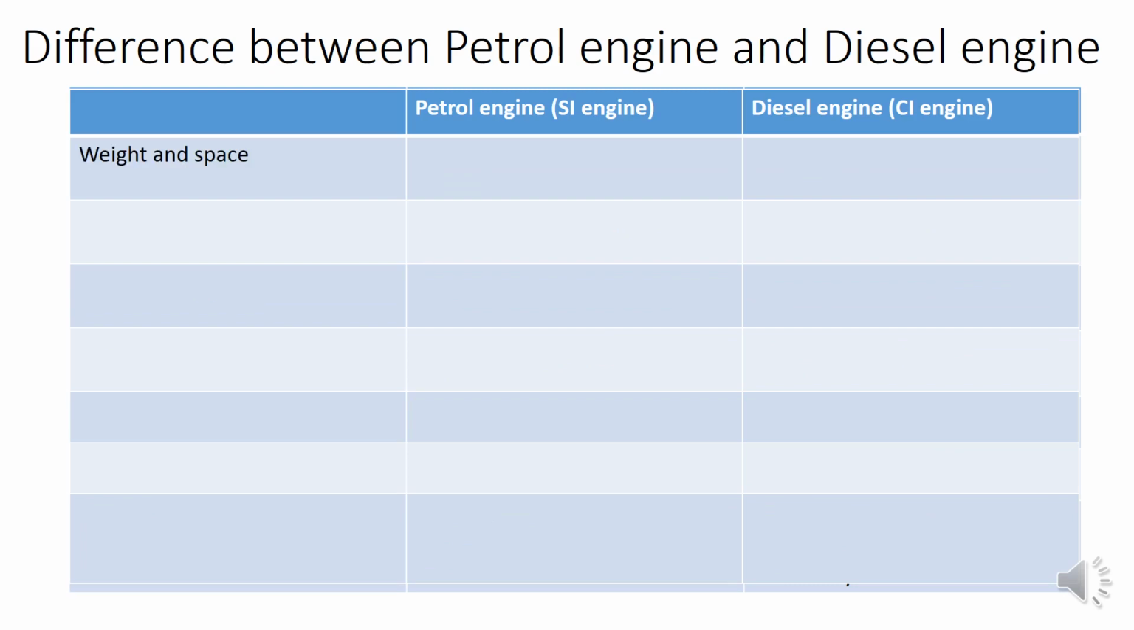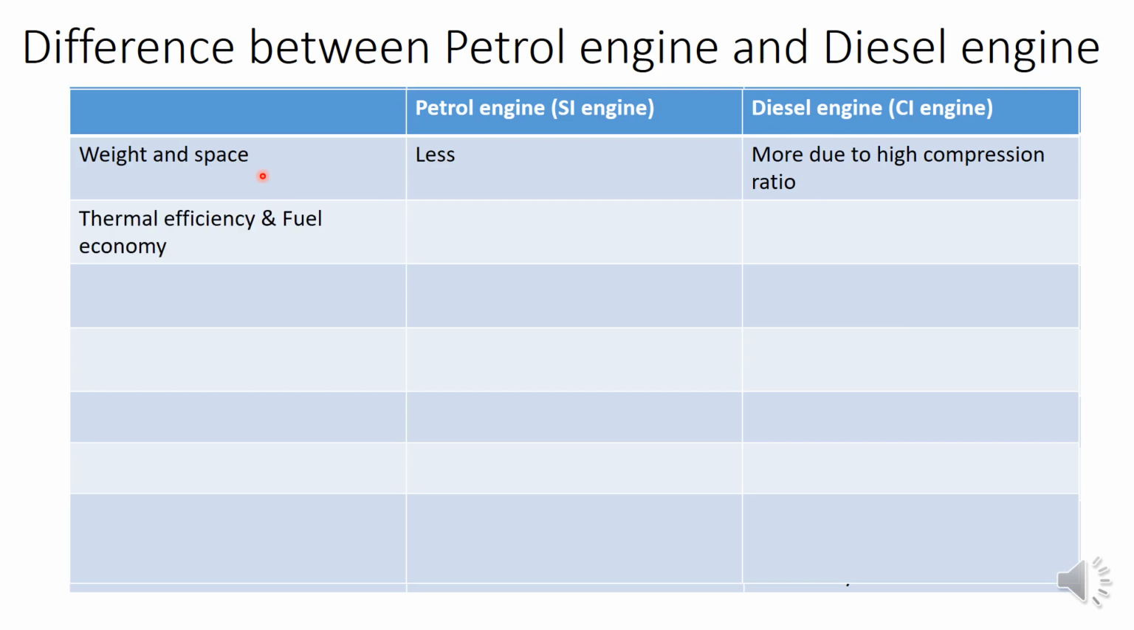Now some more differences are there, that is the weight and space. So which engine will have more weight and space for the same power? Obviously the petrol engine is lesser in weight, whereas the diesel engine is high. This is due to the fact that in a diesel engine, we know the compression ratio is very high, 16:1 to 20:1. So to withstand this much high pressure and temperature, a thicker engine cylinder and thicker components are required. So the weight and space of a diesel engine will be more compared to a petrol engine.